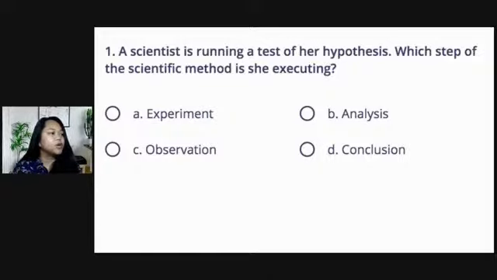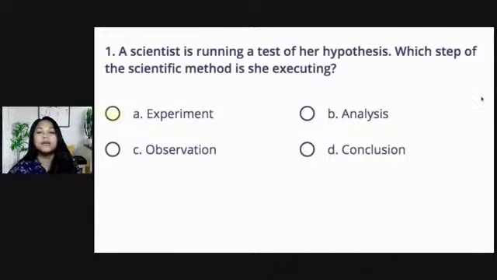Okay, Facebook user says letter A. Letter A. Okay, some more comments. All right, letter A, karamihang sagot.